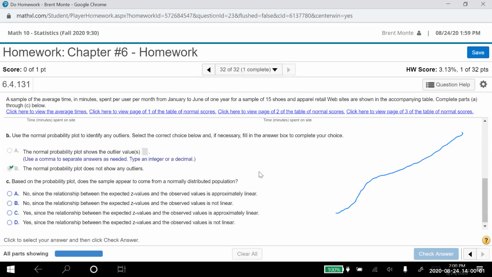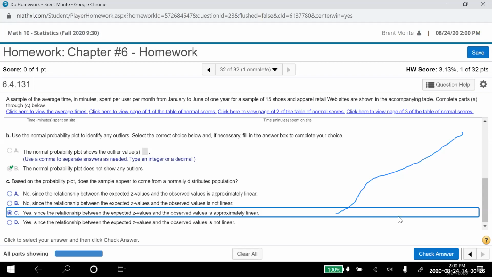And based on the probability plot, does the sample appear to come from a normally distributed population? This is pretty straight. With real-world data, you're not going to get anything typically that's perfectly straight. So I would say, yes, that looks pretty normal and looks pretty linear. So it looks like it comes from a normally distributed population. So I'll say yes, since the relationship between the expected values and observed values is approximately linear, that's why we think it came from a normally distributed population.